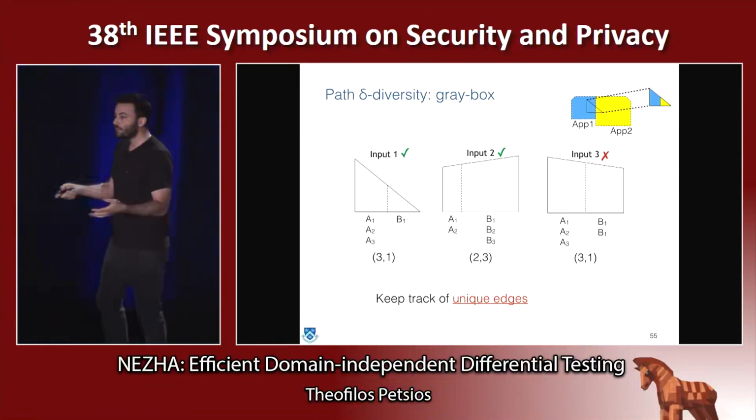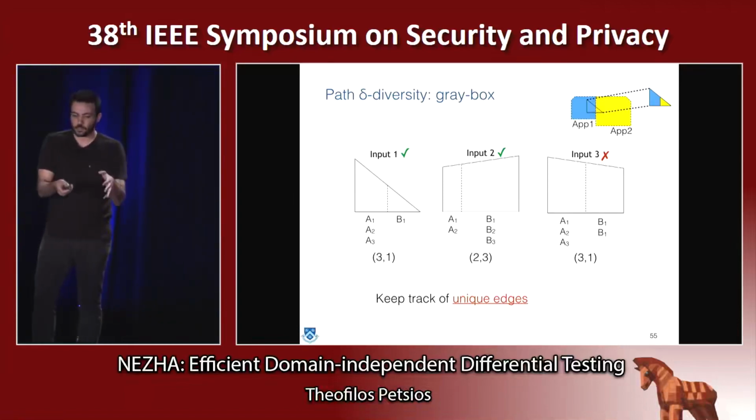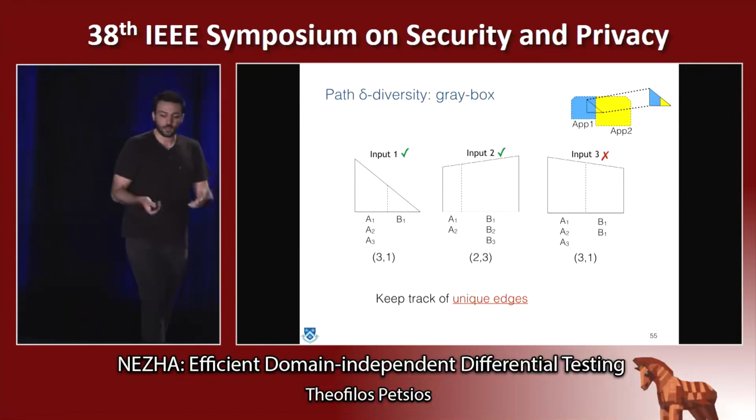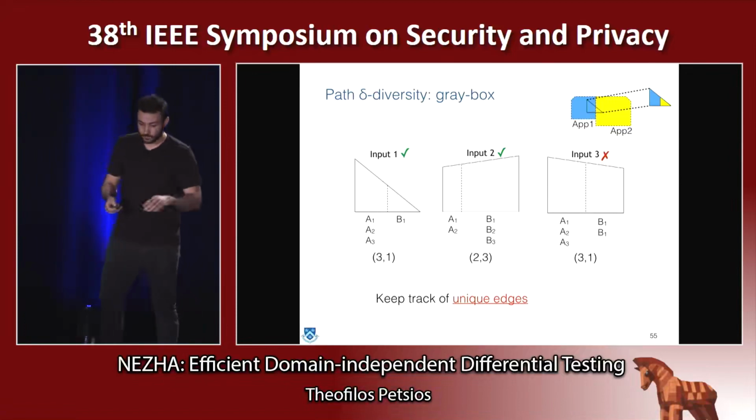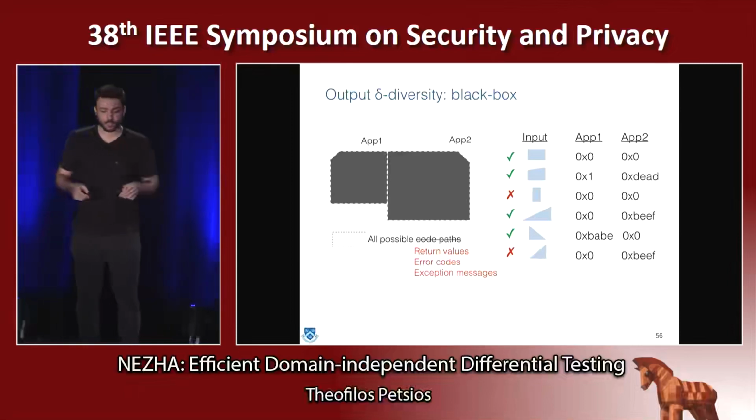So now we have a different tuple of 2, 3. And under this new paradigm, these two inputs are interesting to us because they result in something that we haven't seen before. So for a third input that actually results in a tuple that we have seen before, we can discard it. And of course, one can perform completely black box testing.